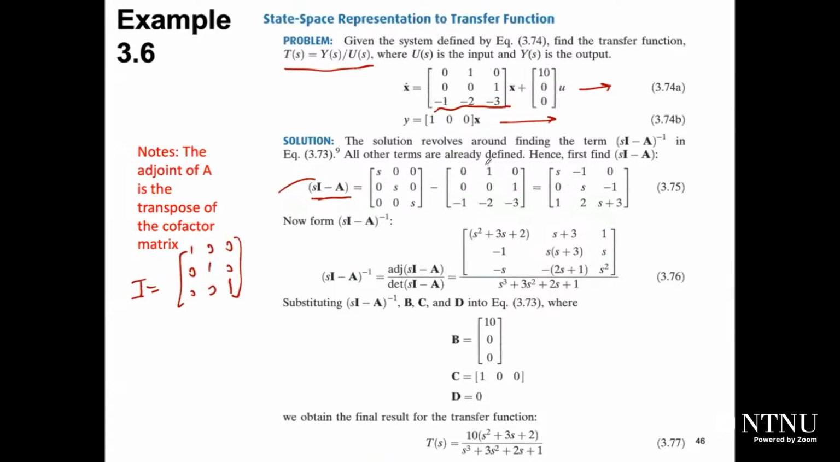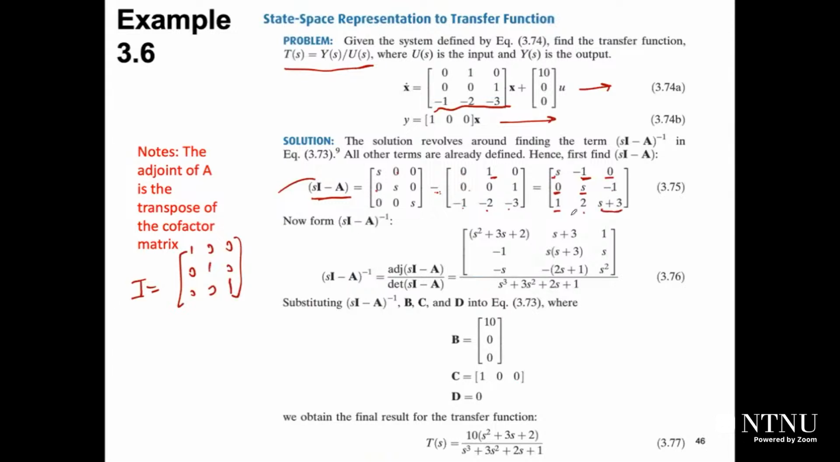So it will be S minus 0, it will be S. 0 minus 1, it will be minus 1. 0 minus 0, it will be 0. 0 minus 0, it will be 0. S minus 0, it will be S. 0 minus 1, it will be minus 1. Here it will be 0 minus minus 1, it will be plus 1. 0 minus minus 2, it will be plus 2. And finally, we will have S minus minus 3, it will be S plus 3.